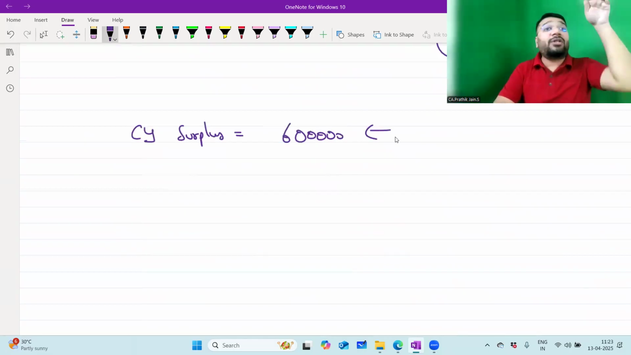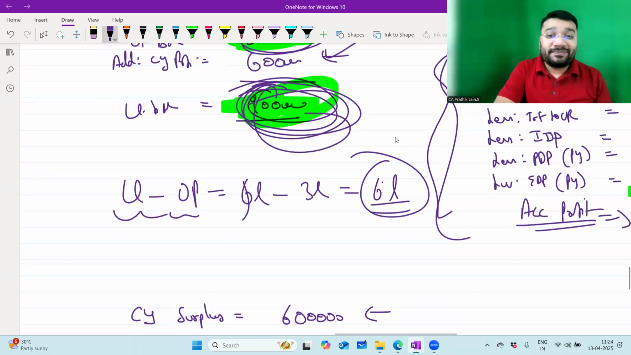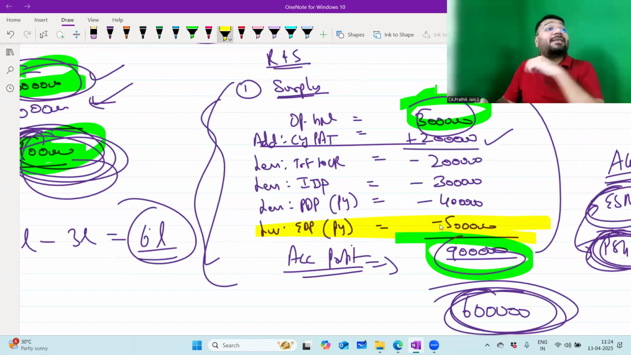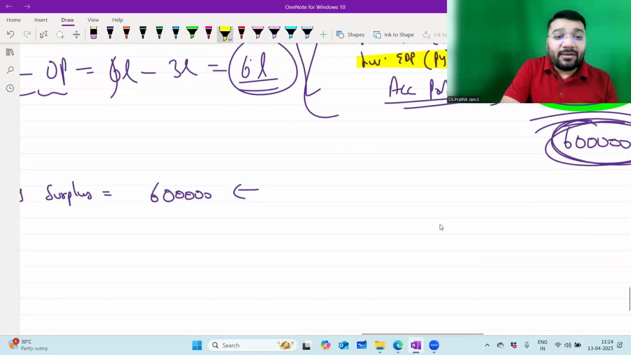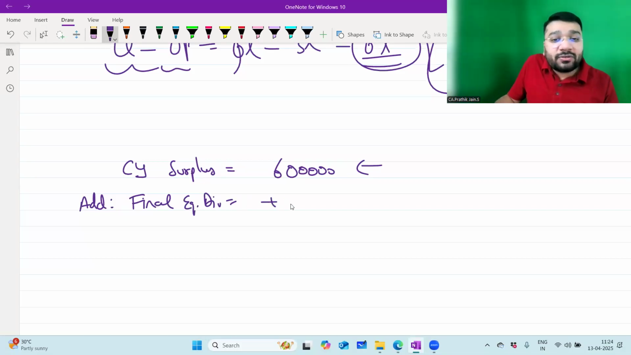Now to get the 6 lakh rupees, what did you do? You added and subtracted so many items. So now go in reverse. What is the last item that you subtracted? Equity dividend was the last item to be subtracted. To cancel that, what will I do? I will add back. So add back final equity dividend. How much? 5 lakh.